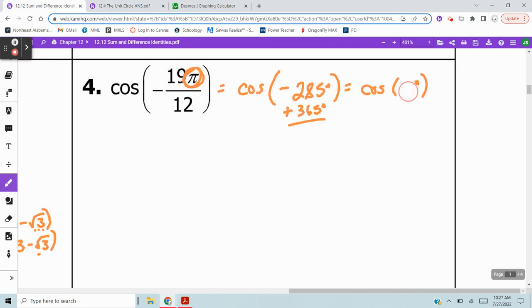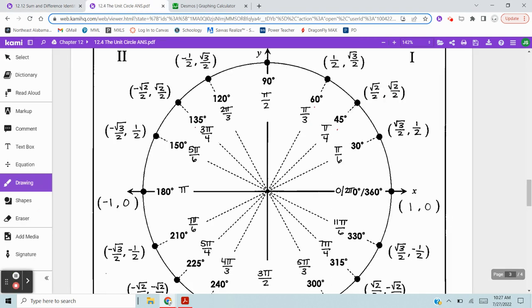And I believe I misadded on that. That should actually be 75 degrees. After I looked at the unit circle for a while and couldn't find anything, that was a red flag that obviously I did something wrong. So 75 degrees. Now it's super obvious that we can use 45 and 30.